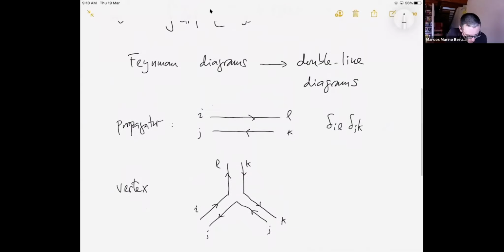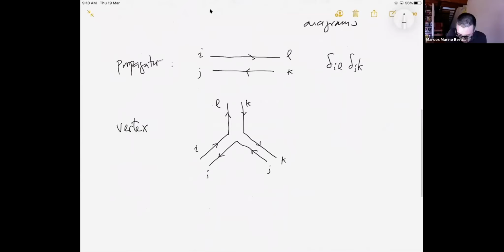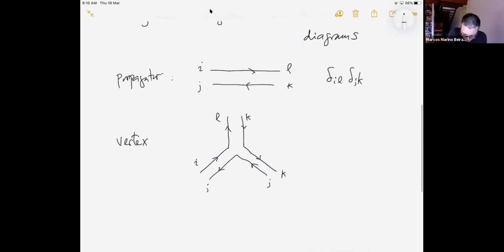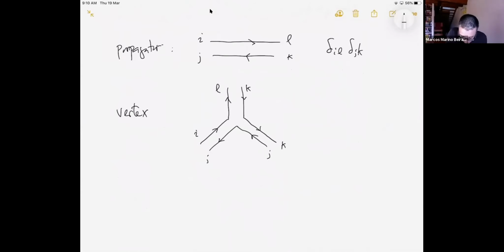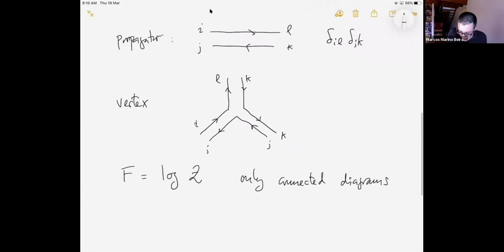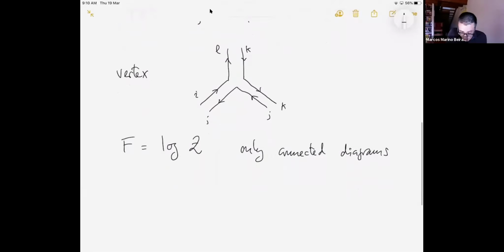Okay, so as usual, we want to get rid of disconnected diagrams. There will be, as before, connected and disconnected diagrams. But the way to get rid of disconnected diagrams is to take the log of this object. So this only involves connected diagrams. And we can start doing calculations.